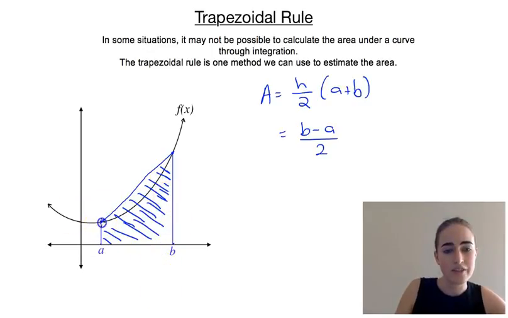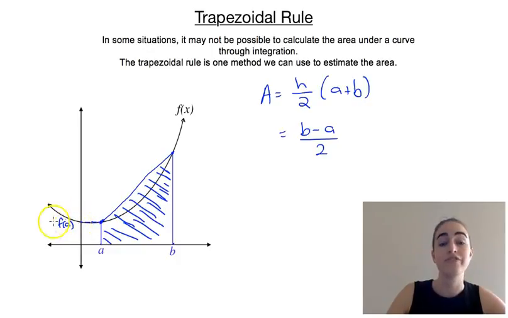So this point here, this side, is going to have a length equal to the function of a. So the function value of the function at that point. And this side here is going to have a length equal to the function value at that point there. So that's going to be f of a plus f of b.